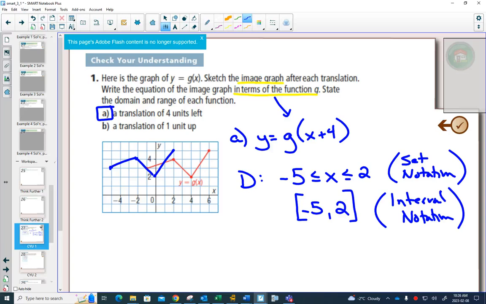Same thing for the range. We ask ourselves, is there a smallest y value? So coming from the bottom up, yes, 2 is the smallest y value. And is there a biggest y value? We go up to 5. So we can say the range that y is between 2 and 5, or in interval notation, we go from 2 to 5 with square brackets.